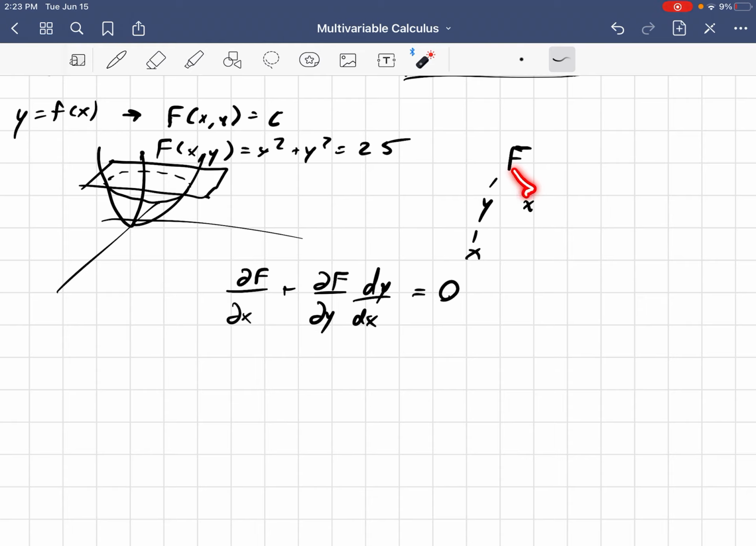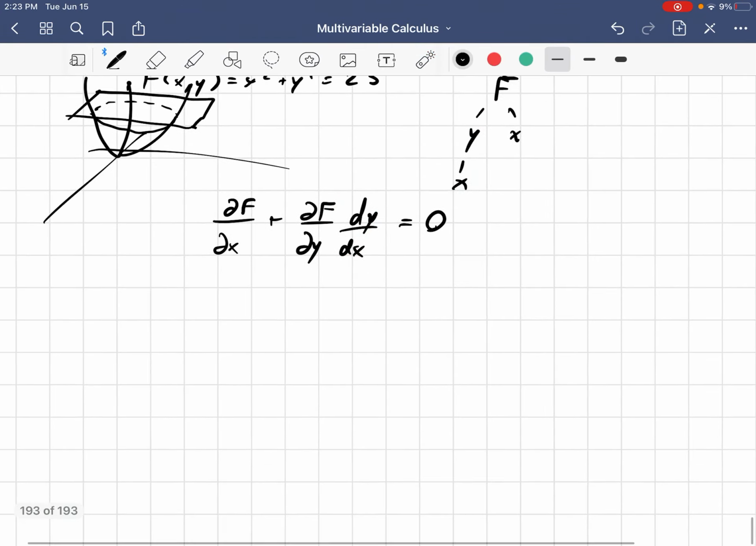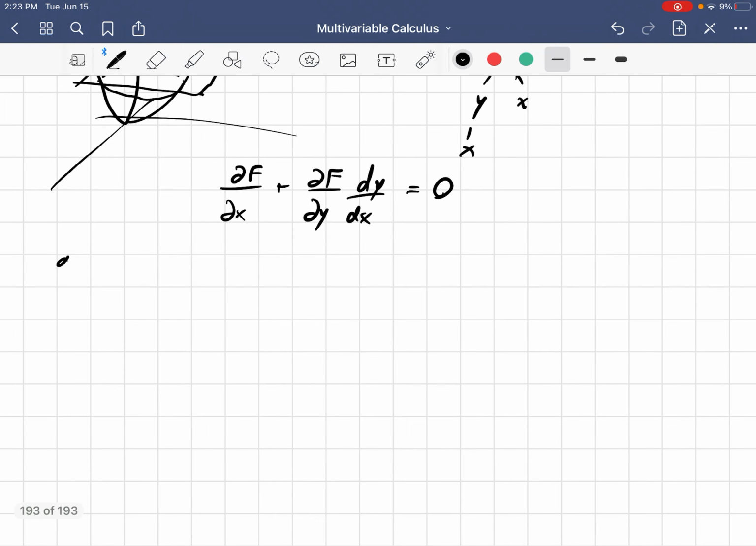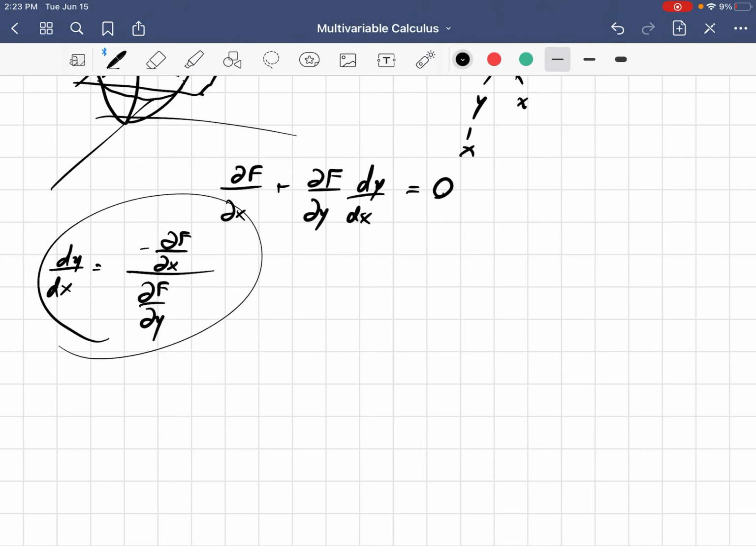I can go like that, I get the partial of F with respect to x. Or I can go like that, get the partial of F with respect to y. And then once I'm at y, there's only one place I can go, which is to x. And so therefore, it's a single variable ordinary derivative dy over dx. And then solving for dy over dx, we get that it's equal to negative the partial of F with respect to x over the partial of F with respect to y.